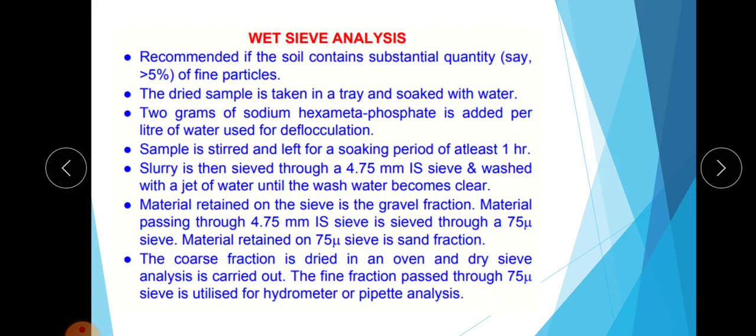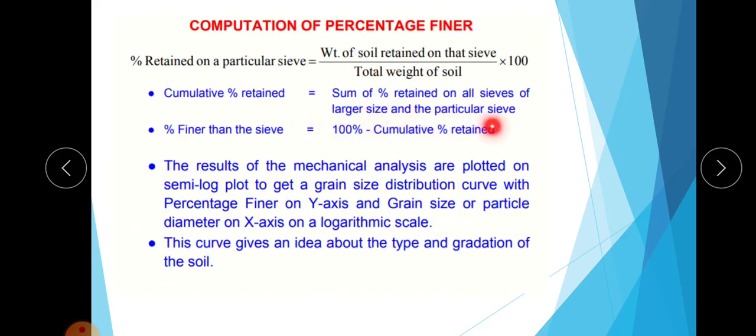So now you just remember this equation: cumulative percentage weight retained is the sum of the percentage retained on all sieves of the larger size and the particular sieve, and percentage finer than the sieve means 100 minus cumulative. So first we calculate the percentage retained on a particular sieve by this equation, then the cumulative percentage weight retained is calculated, then percentage finer means 100 minus cumulative percentage retained. So this is the analysis or calculation after the sieve analysis.